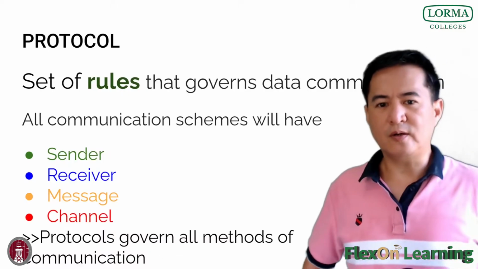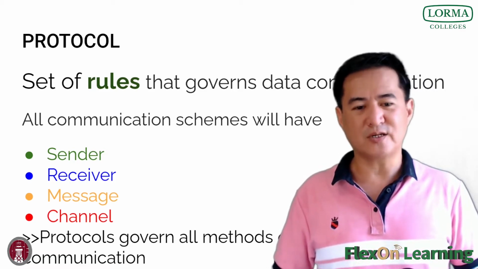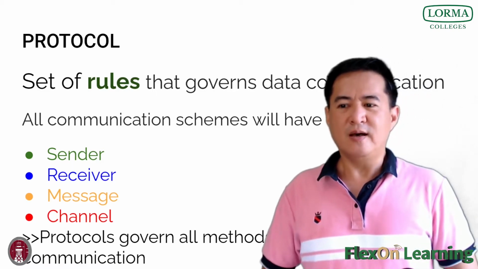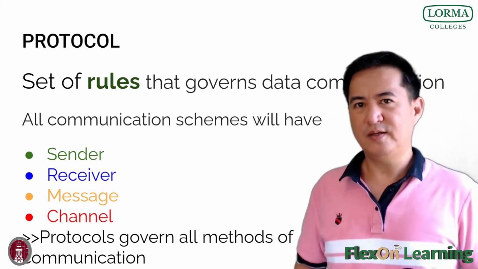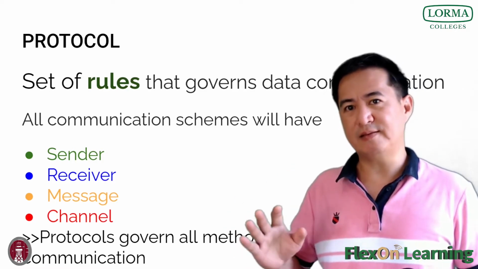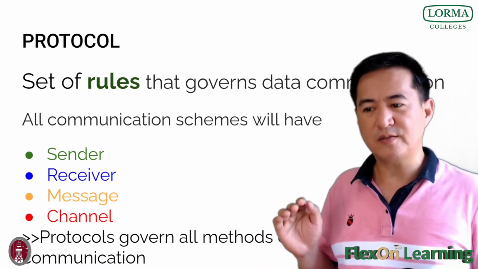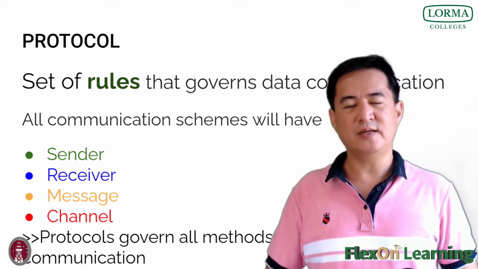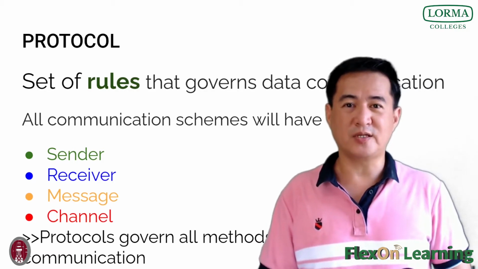We move on to protocols. A protocol is a set of rules that governs data communication. As we have explained in previous videos, all communication schemes will have these four: must have a sender, must have a receiver, a message, and a protocol. The role of the protocol is to govern all these four elements that are present in a communication, whether it's human communication or computer communication.